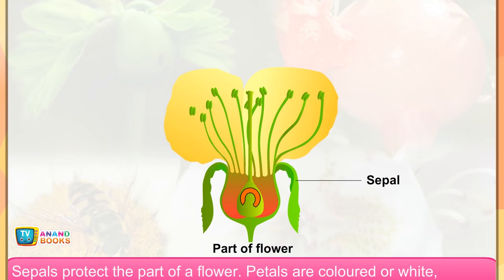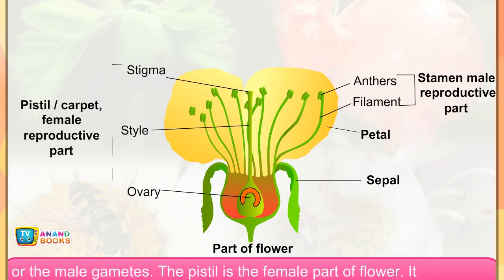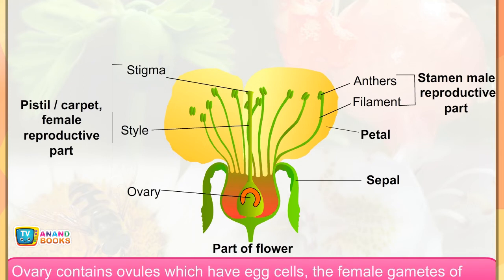Petals are colored or white, seen only when a flower blooms. They attract insects. A stamen is the male reproductive part of the flower. It consists of a long, narrow filament with an anther at its tip. The anther produces pollen grains, or the male gametes. The pistil is the female part of the flower. It consists of the stigma, and the swollen part at the bottom is called the ovary. The ovary contains ovules which have egg cells, the female gametes of the plant.